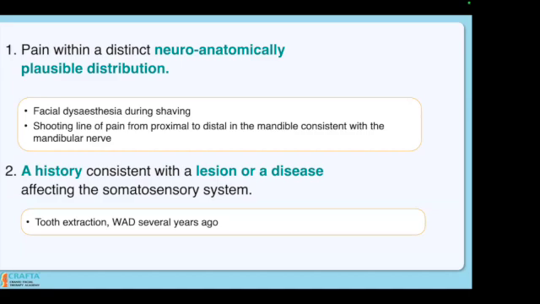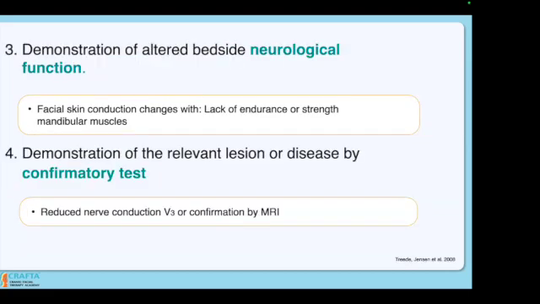Besides pain. Okay, so that's the second one, a history. The third one is a demonstration of an altered bedside neurological function. That means when we look, for instance, here at the mandibular nerve, or also in this case the facial skin, we can see that the strength is different. That could be the facial muscles with mimic, with expression. But also think about the strength of the muscles itself, which we can test when we look at the muscles for mastication: masseter, temporal, and the pterygoid muscles.